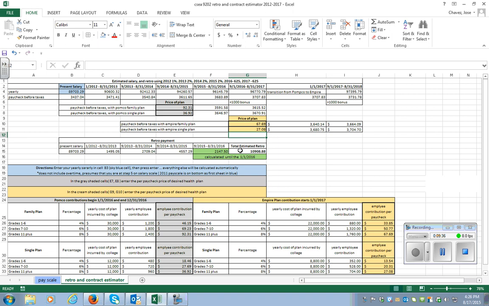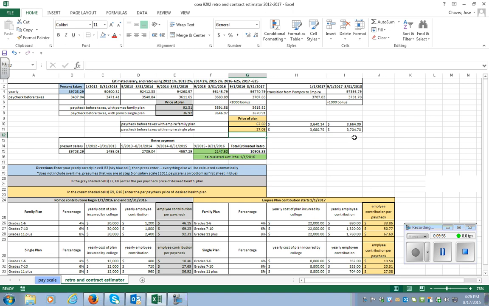Again, we see what the retro payment would be. We see what the cost of that is with a POMCO payment and the cost of that with Empire payments. We also see the difference between the original paycheck and what it looks like with POMCO and what it looks like with the Empire plan.